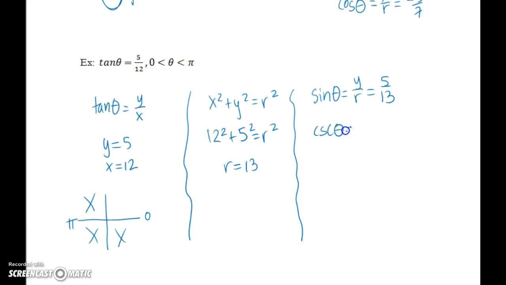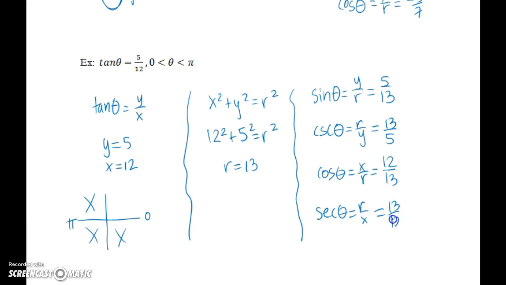Cosecant theta is the reciprocal, r over y, so 13 over 5. Cosine theta is defined as x over r, which is 12 over 13. Secant theta is the reciprocal of cosine, so that's 13 over 12. And finally, cotangent of theta is x over y, or the reciprocal of tangent, so 12 over 5. That's standard 2.2.